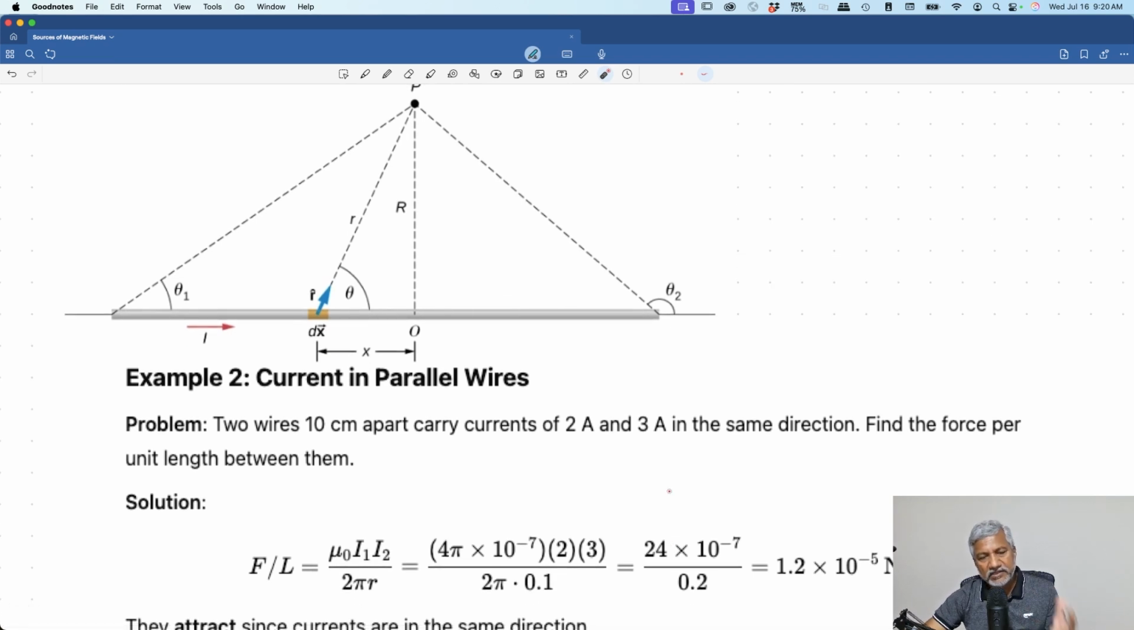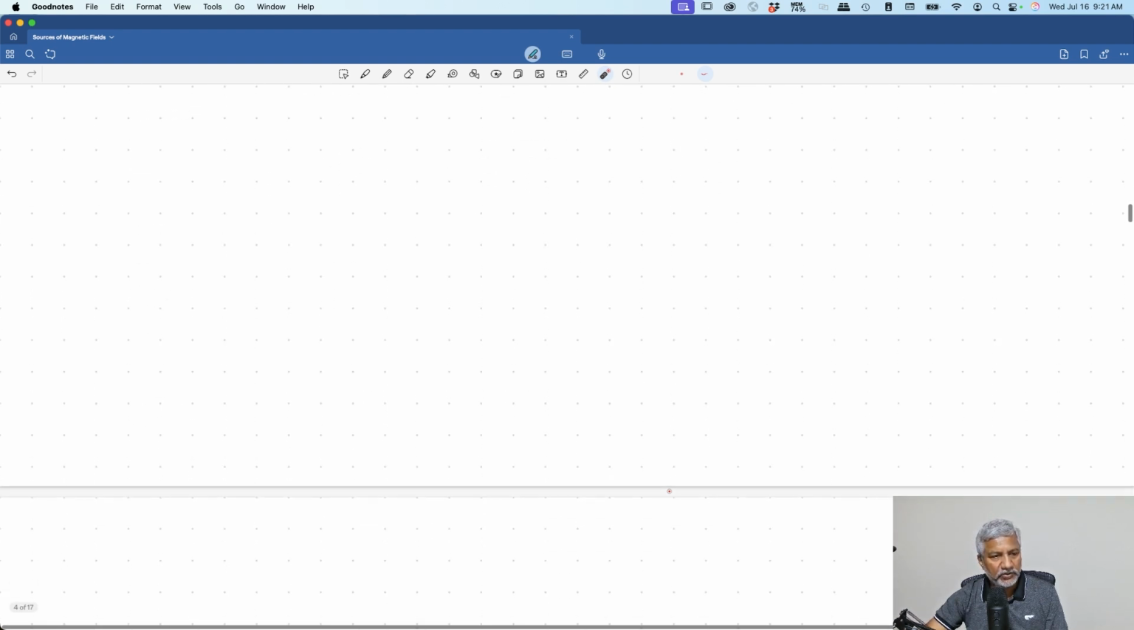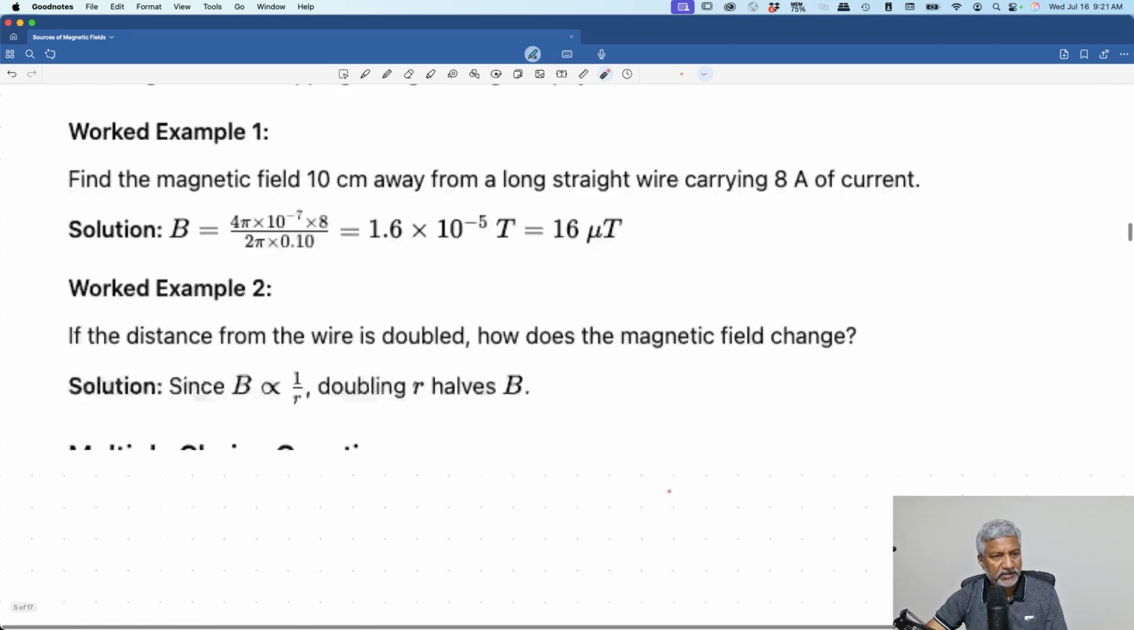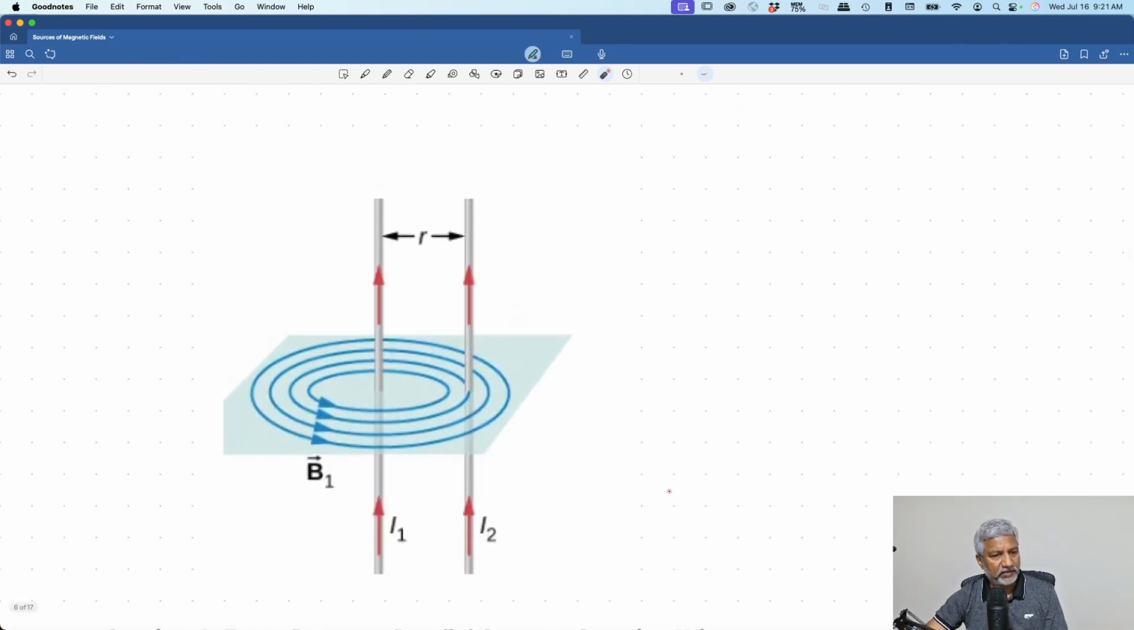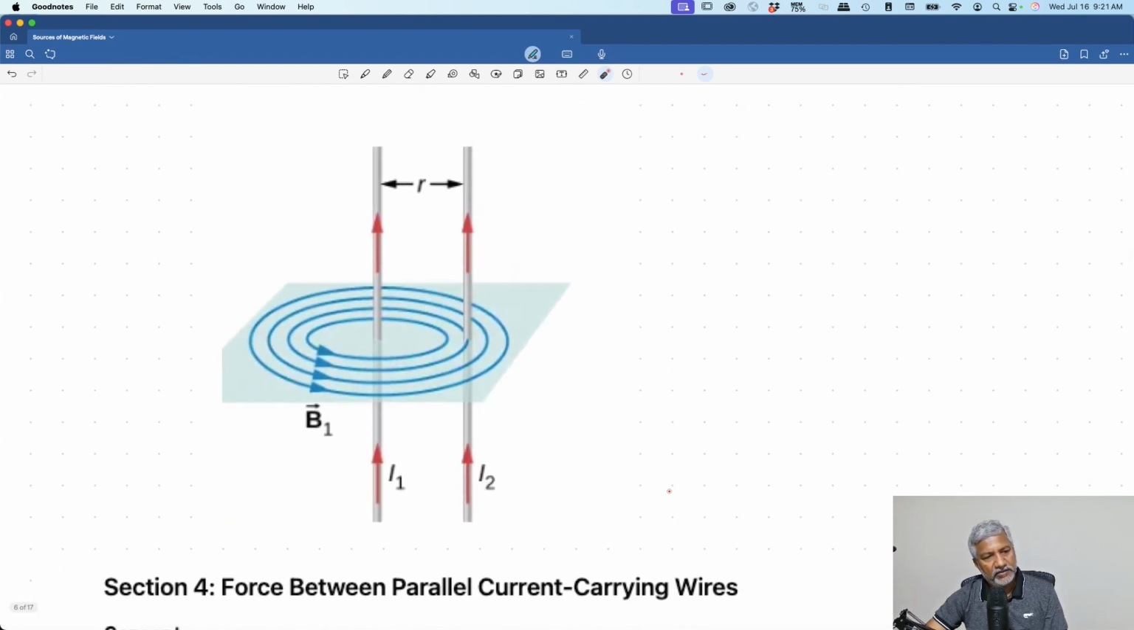Now, this can be stretched to actually giving us the definition of an ampere. But let me go to that situation first. Here is the situation. So what happens if we have 2 parallel current carrying wires and both are infinitely long?